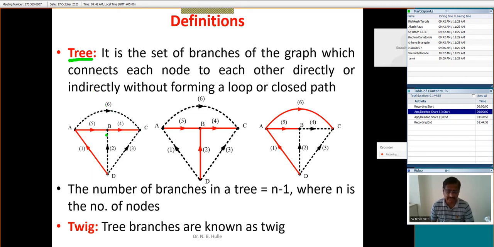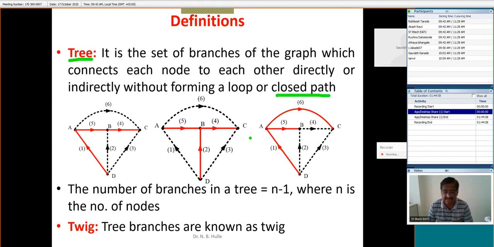Graph may be directed or it may be undirected graph, but generally we will consider the directed graph. It is a set of the branches of the graph which connects each node to other node directly or indirectly without forming a loop or closed path. Means we have to connect one node to another node directly or indirectly with minimum set of the branches, and that minimum set of the branches will not form the loop. Then that part of the graph is known as a tree.